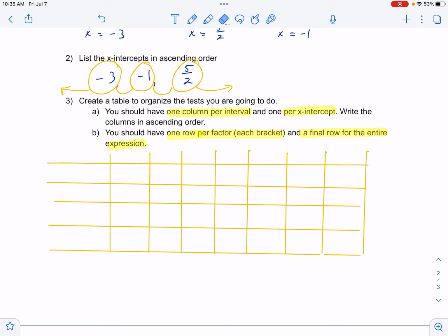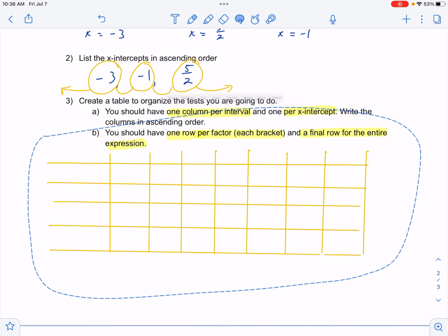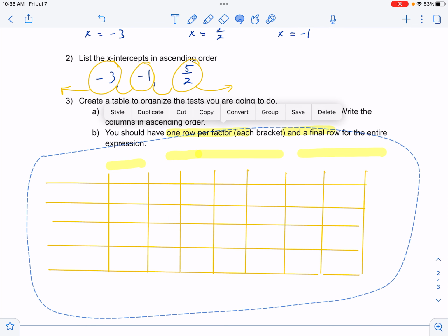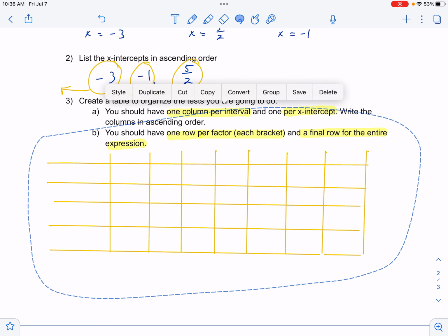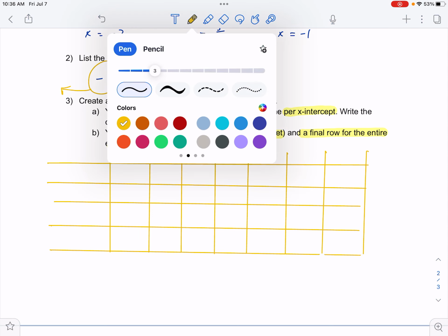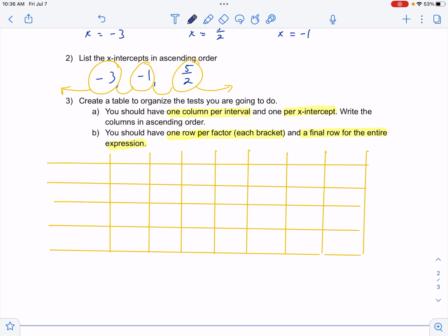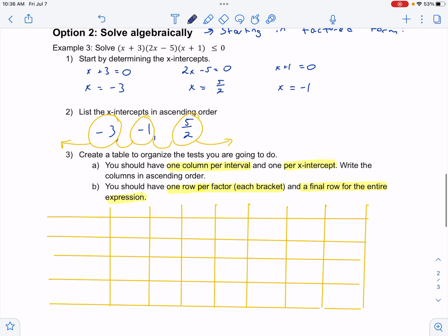Okay. Now here's how we're going to fill it in. Let's start off with the easier one, which is to put all of the factors into our column on the left. So our factors were x plus 3, 2x minus 5, and x plus 1. I got them from the brackets in our question. That's directly where they come from.